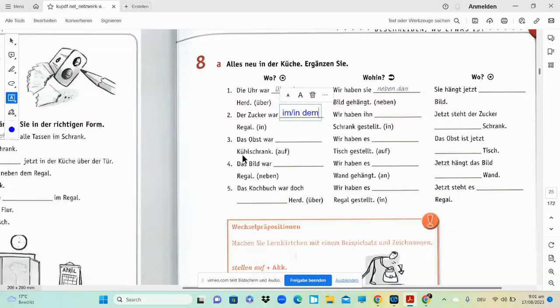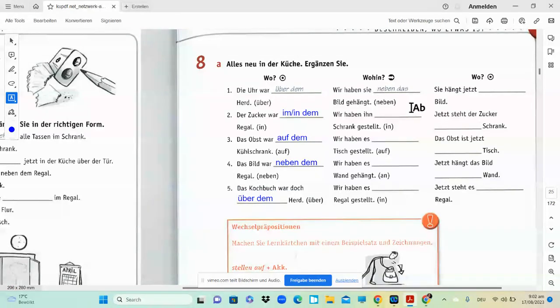Das Obst war Kugelschrank. So it's der Kugelschrank, and the answer is going to be auf dem Kugelschrank. Again, now you know about Regal, you know about neben, so you will say neben dem Regal. Das Kochbuch war doch über. What is Herd? Herd is a cooker or a stove. It is der Herd, so you will say über, and der becomes dem in dative. I think it's pretty easy.